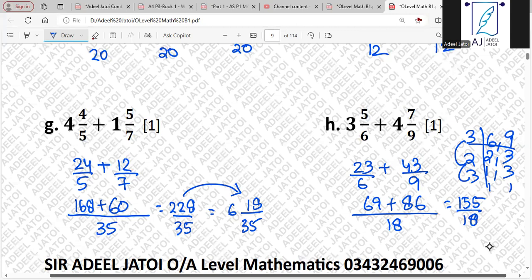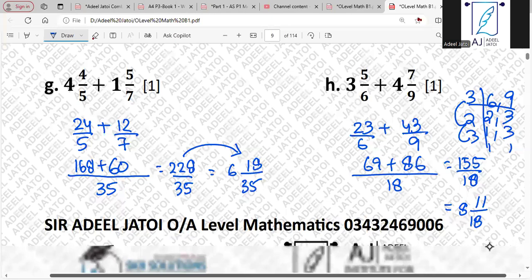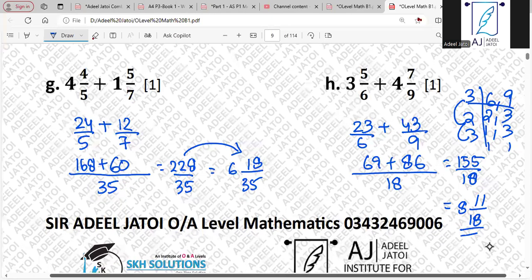So if we see, 18 nines are 162, but 18 eights are 144. So this will be 8, and 155 minus 144 is 11, so 11 will be the adding number. That means 18 multiplied by 8 is 144, plus 11 gives me 155. So this will be the answer in the mixed number for part H.